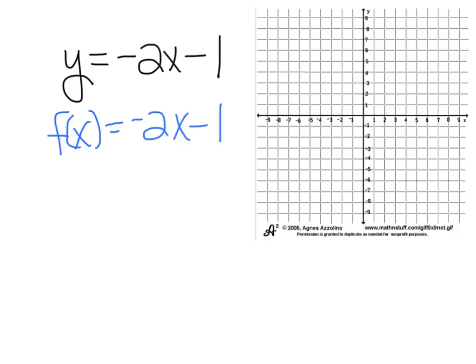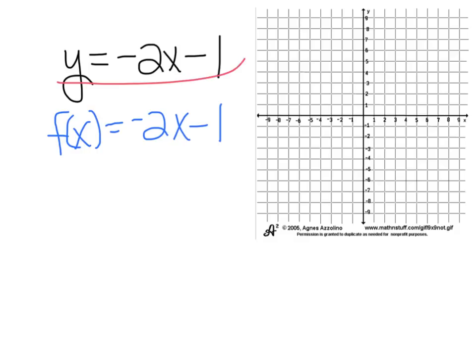Okay, let's look at these two equations here. The first one is y equals -2x minus 1, and the second one says f of x equals -2x minus 1. It's the same thing. One is written in xy notation, and the other one is written in function notation.